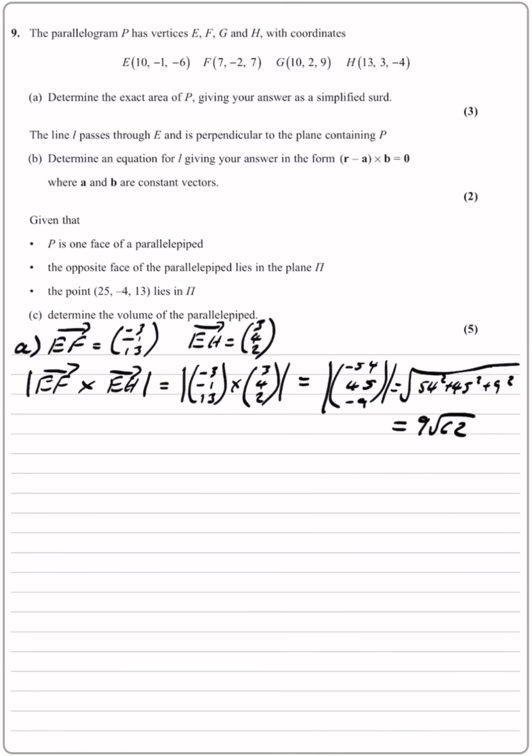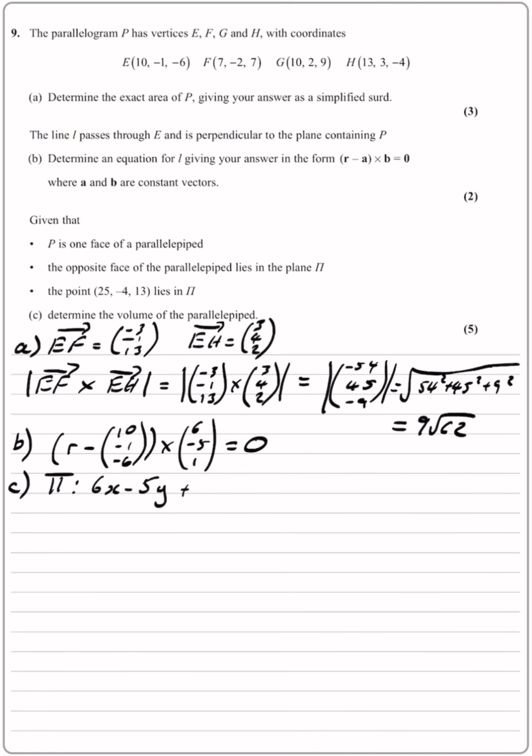For part B, the equation of the line, so we're going to have r subtract a point crossed with a vector that is perpendicular to the plane. We've actually calculated one of those already in part A. So the point they've given us E, so r subtract 10, negative 6, negative 1. If we cross that with, I've taken the cross product, negative 54, 45, and negative 9, divided it all by negative 9 to give 6, negative 5, 1. But you could have used any multiple of that for part B.